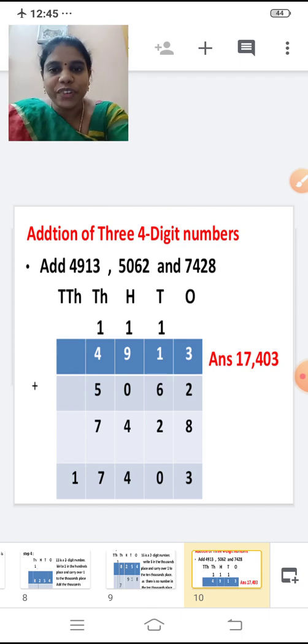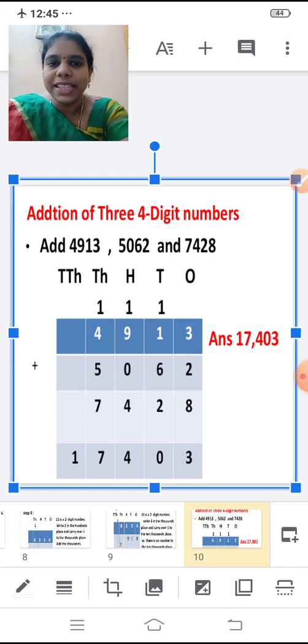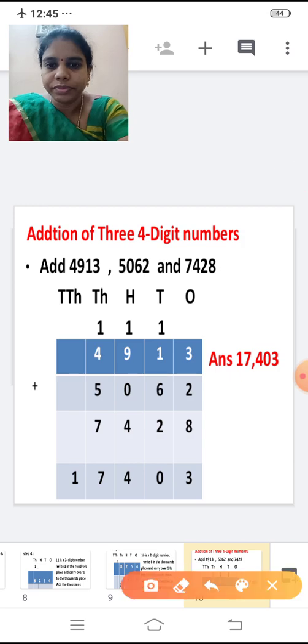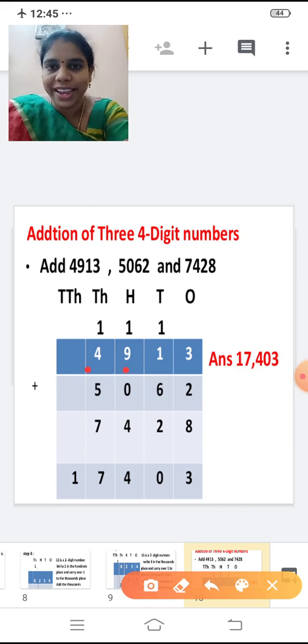Yes. So first what we have to do? First write it in the correct place. First take the first number, 4,913. 4,000. So write 4 in the thousands place, 9 in the hundreds place, 1 in the tens place, 3 in the ones place.